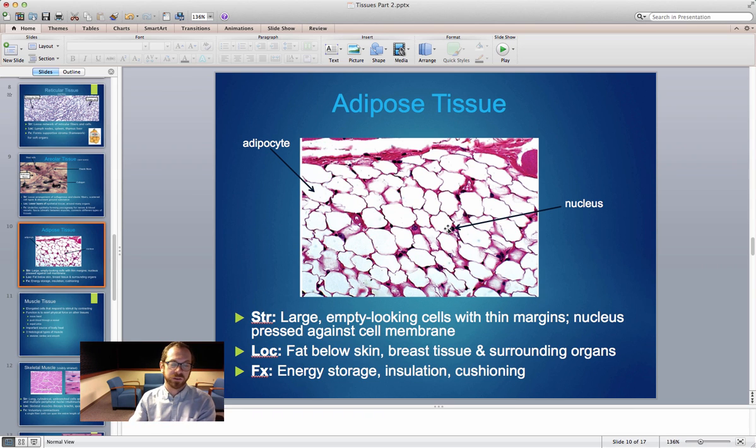This looks very different than simple squamous epithelium, where we had the nucleus right in the middle of the cell. But because these individual cells are filled with adipose, that's why the nucleus is squished off to the side. The location is found, you can find this tissue below the skin, breast tissue, and then also surrounding organs. And the function of this tissue is for energy storage, insulation, and cushioning.